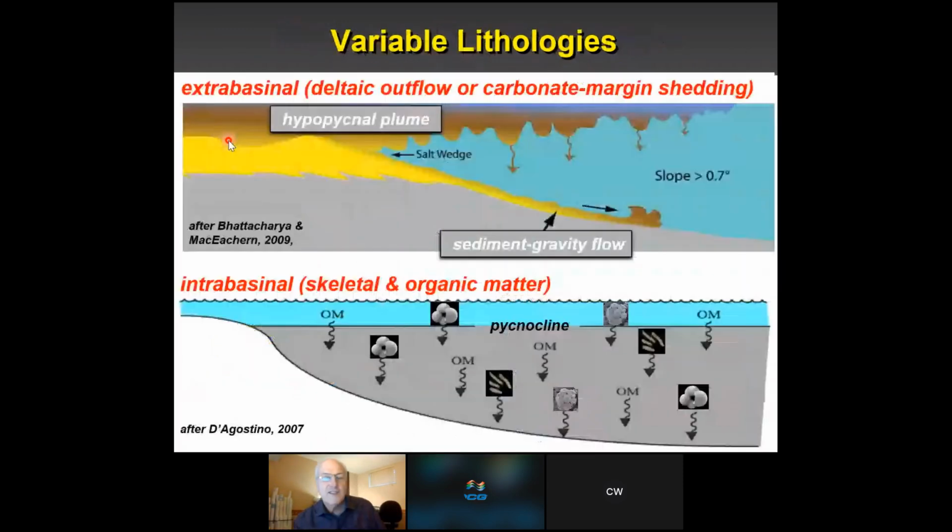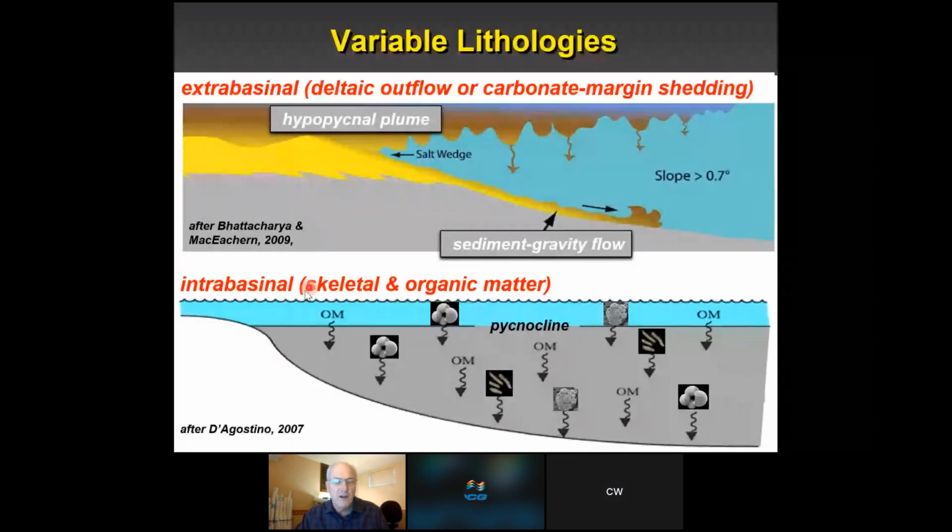Shales are variable. You've got variable lithologies. In part, that's due to this competition between extrabasinal or detrital input and intrabasinal or biogenic input. You can have this detrital input coming from the siliciclastic or carbonate systems as fine-grained clay-rich hypopycnal plumes or coarser-grained sediment gravity flows. Then you can have this biogenic material that's formed in the water column and drops out of the water column to the seafloor.